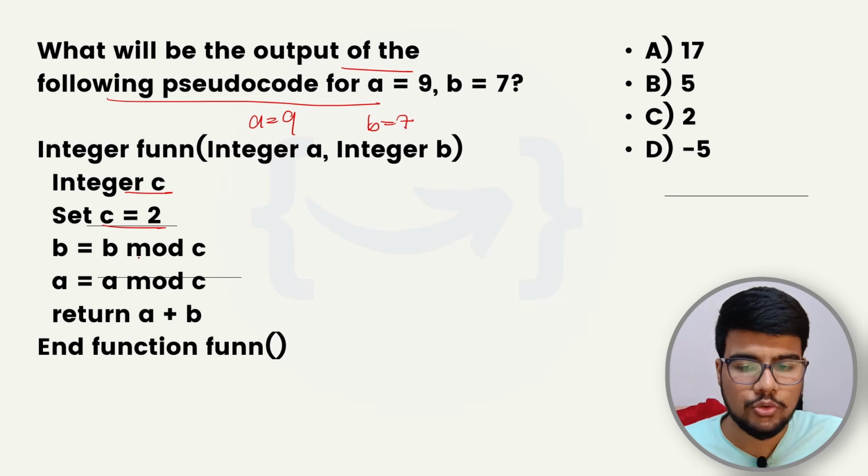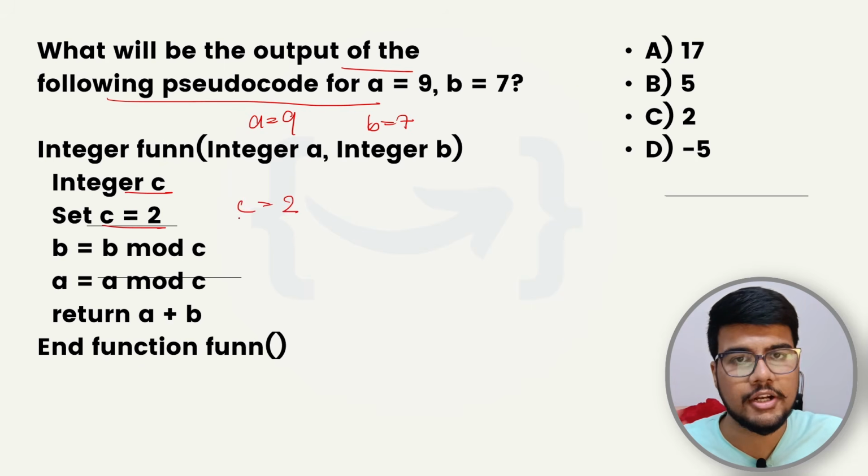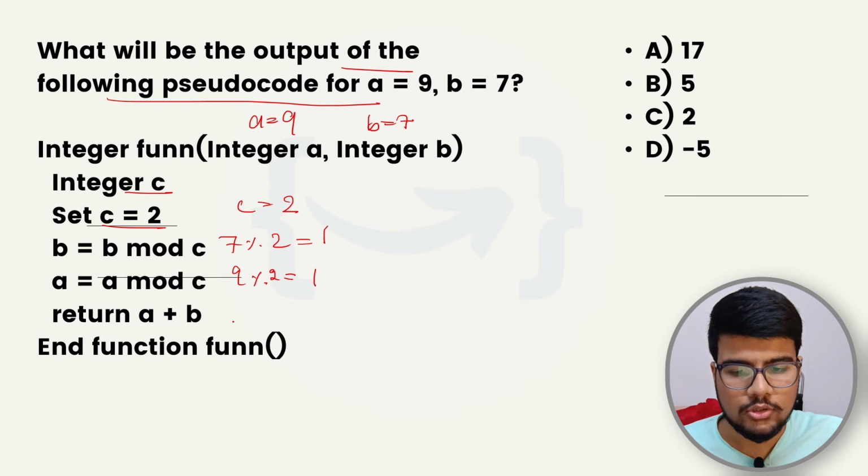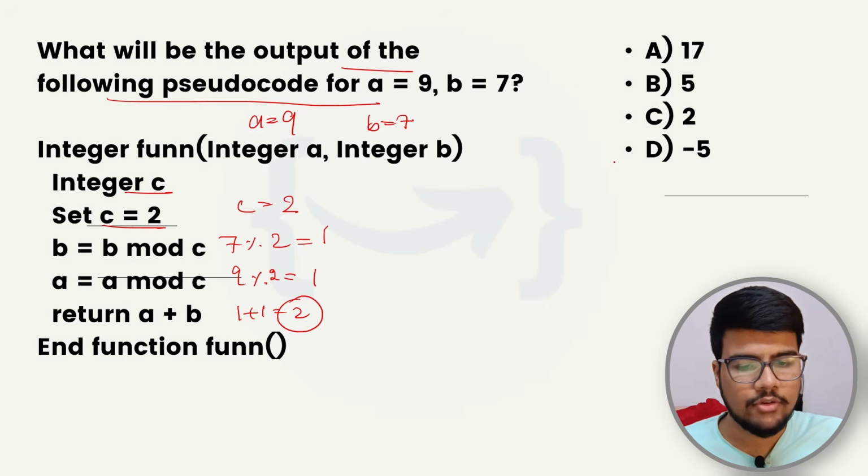So, integer C equals 2. C is a new variable, which is assigned 2. Now B mod C. What is B? 7. And what is C? 2. So 2 times 3 is 6, the remainder would be 1. And what is A? A is 9, and modulus 2. 2 fours are 8, remainder 1. So return A plus B: 1 plus 1, which is 2. So you have 2 as the answer, and you can see C is the correct option.